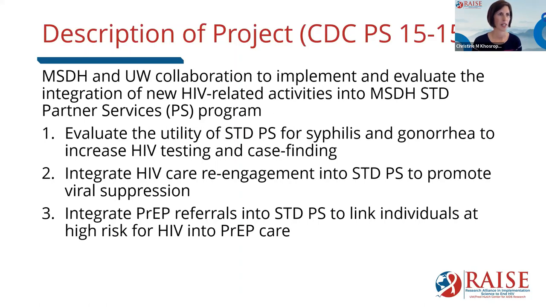There were three main components of the work. The first was to evaluate the utility of STD Partner Services for syphilis and gonorrhea to increase HIV testing and case finding. Next, to integrate HIV care re-engagement into STD Partner Services to promote viral suppression. And third, to integrate PrEP referrals into STD Partner Services to link individuals at high risk for HIV into PrEP care. Although we did end up doing process mapping for all three of these activities, I'm really just going to focus on the motivation for the second aim here.